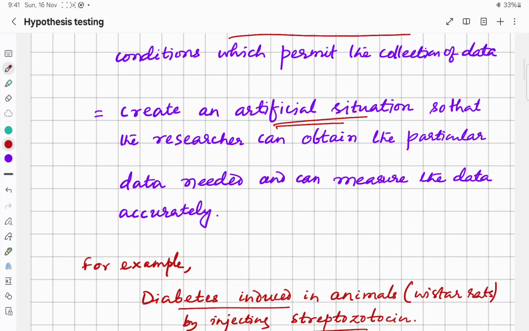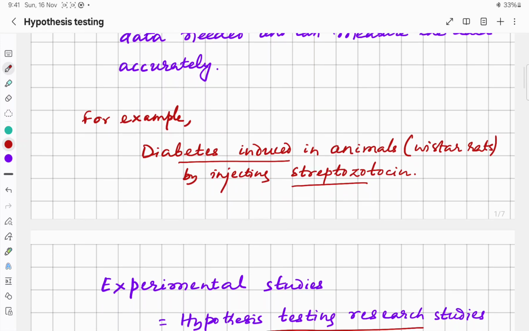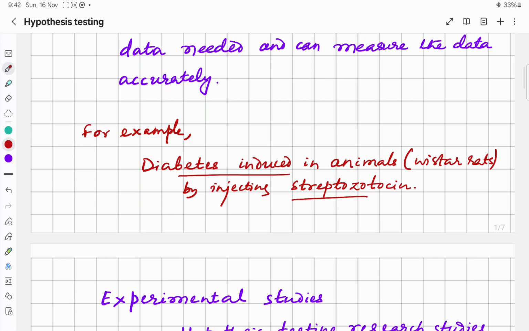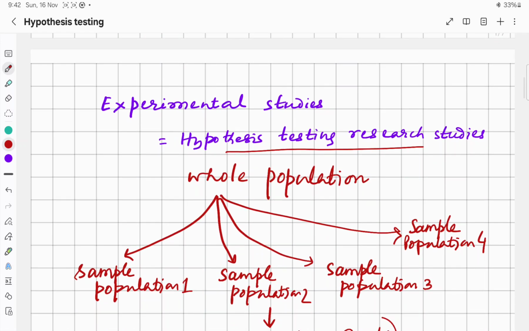So the artificial situation, what does it mean? Suppose we want to screen a new drug, a synthetic drug or say plant-based drug for its anti-diabetic activity. For that, we will take some animals, we will induce diabetes by injecting say streptozotocin. So we are creating an artificial situation and we will conduct the experiment. And experimental studies are nothing but the hypothesis testing research studies.